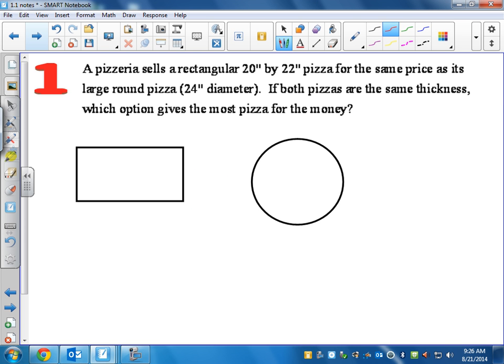How about this? You can kind of shorten this up a little bit, but here you go. A pizzeria sells a rectangular 20-inch by 22-inch pizza for the same price as its large round pizza, 24-inch diameter. If both pizzas are the same thickness, which option gives you the most pizza for the money? There you go. When am I going to use math in life? What's the better deal on pizza?